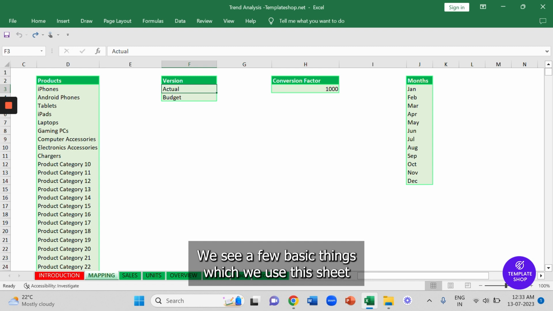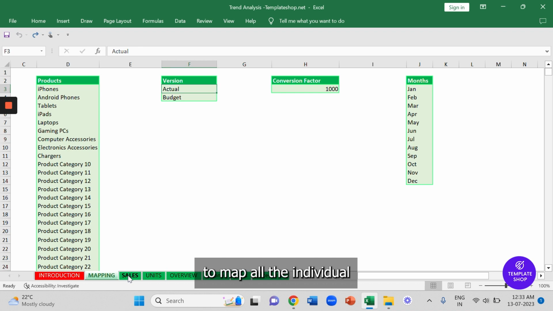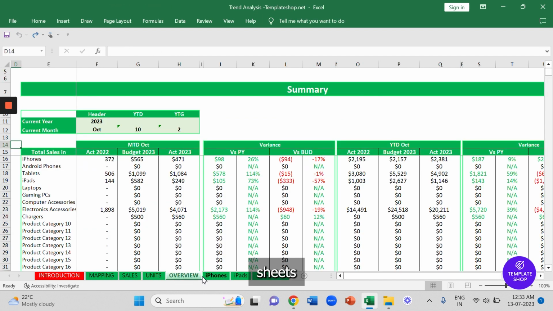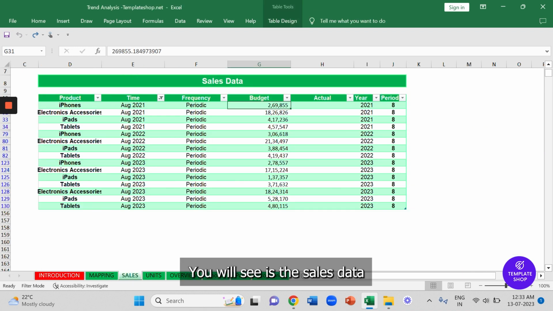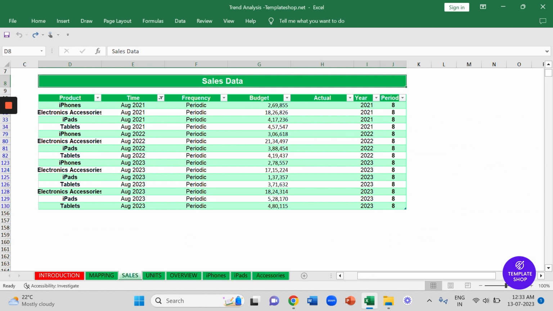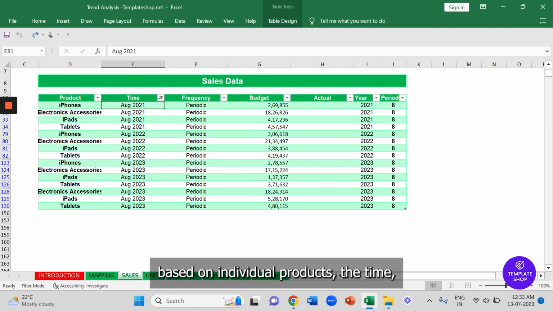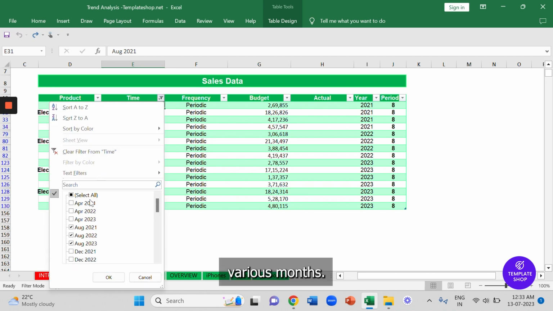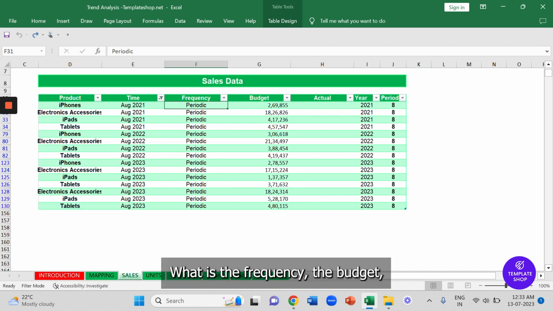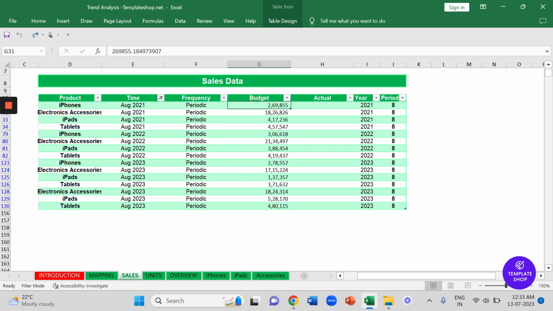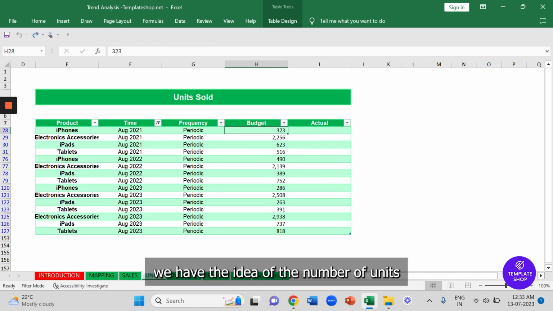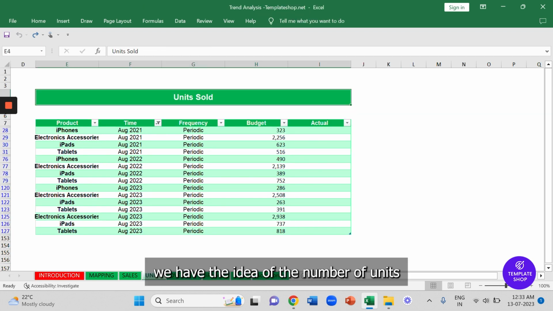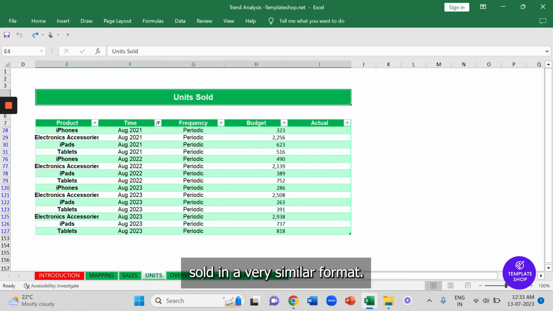Moving on, we see a few basic things. We use this sheet to map all the individual sheets to the mapping sheet. Here we see the sales data based on individual products, the time, various months, what is the frequency, the budget, the year, and the period. Similarly, here we have the number of units sold in a very similar format.